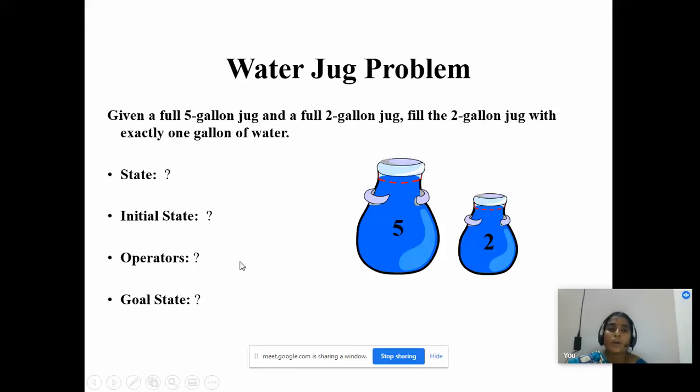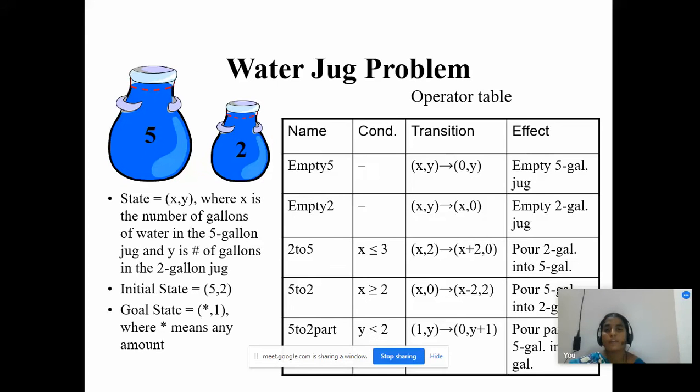So based on those operations, we have to measure exactly 1 gallon of water in the 2 liter jug. So our goal state is to measure the 2 gallon jug with exactly 1 gallon of water. We have 5 and 2, we perform some operations, and after that, without any measurements, we have to fill this 2 gallon jug with 1 gallon of water. Now I think you understand the conditions. So this is the way we are going to think.